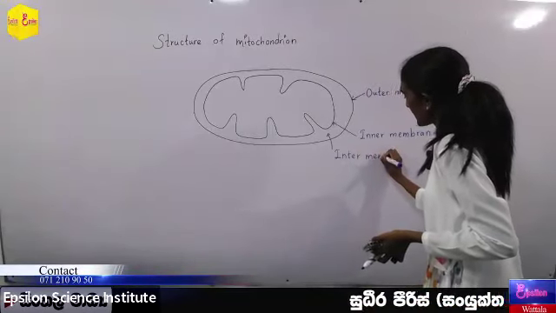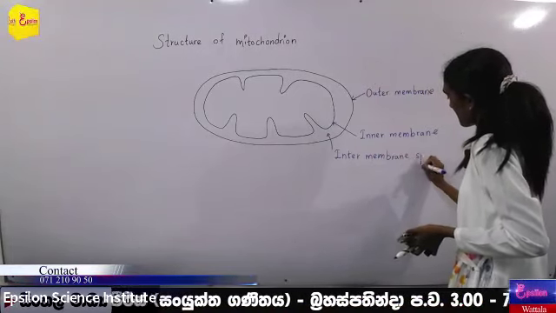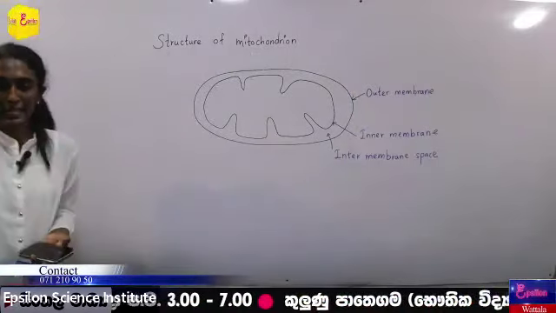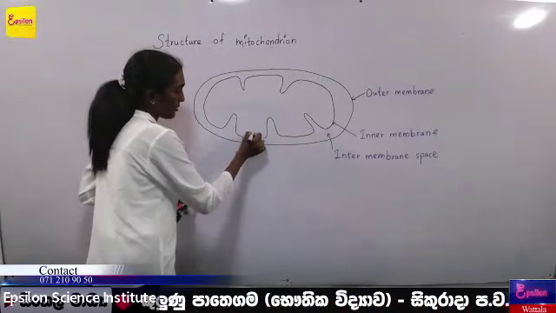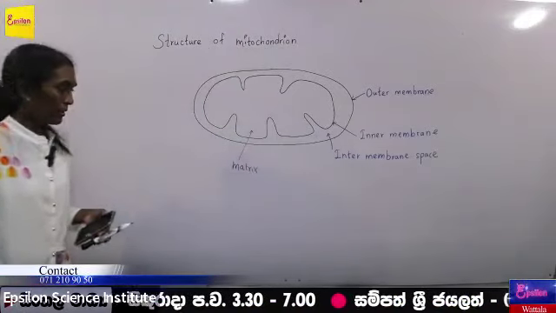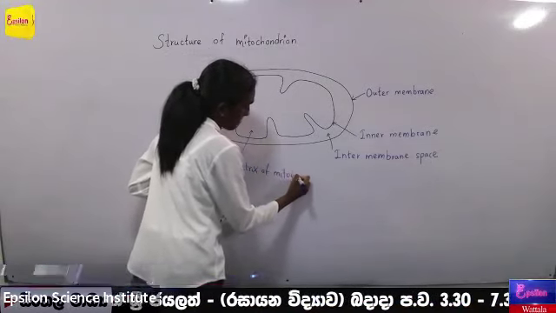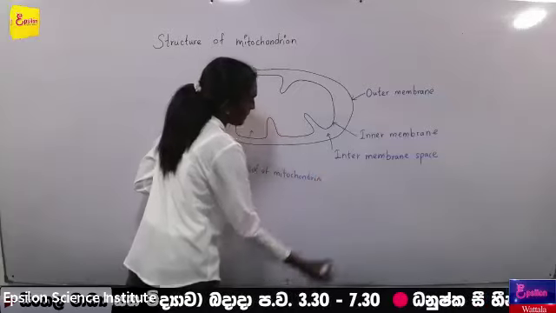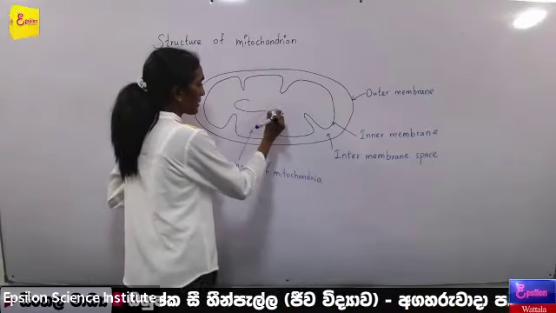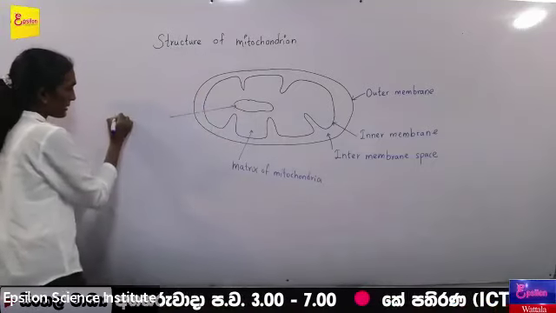This is a double membrane bound organelle. Inner to the inner membrane, there is a fluid filled area. We call it the matrix of mitochondria. Mitochondrial matrix also similar. And inside the matrix, there is a DNA molecule, which is a circular DNA. We call it mitochondrial DNA.